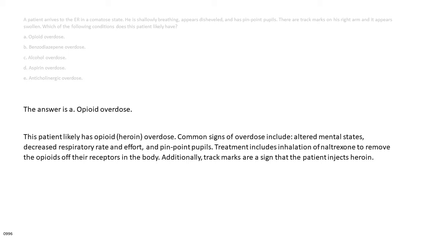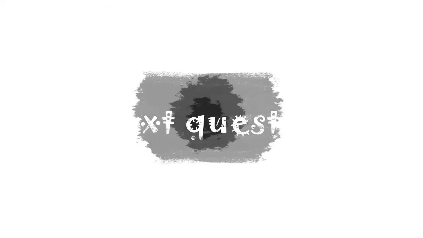Treatment includes inhalation of naltrexone to remove the opioids off their receptors in the body. Additionally, track marks are a sign that the patient injects heroin.